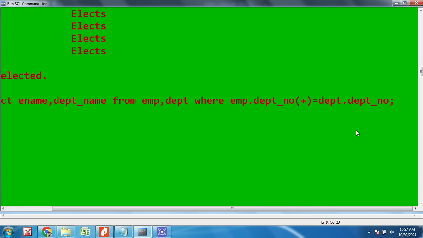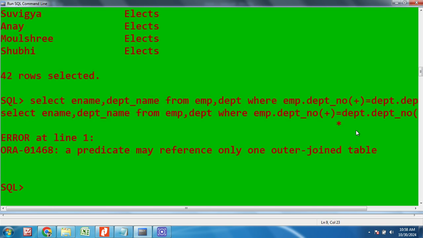In both the sides we will write plus symbol. So this can be an example of full outer join if it is executed. But if you write the plus symbol on both the sides, just look at that carefully. This question may be asked in competitive examinations and this is a very practical based question. This is giving me an error. So we cannot write the plus symbol on both the sides. It is giving me an error.